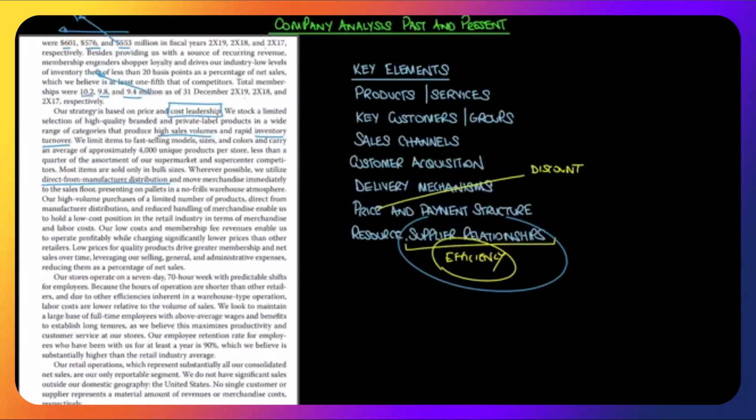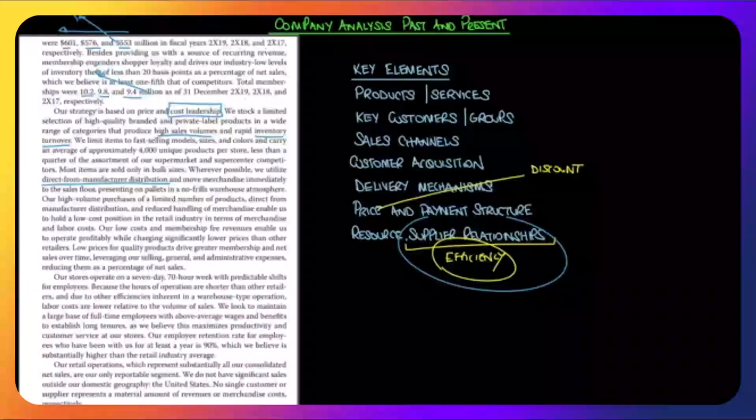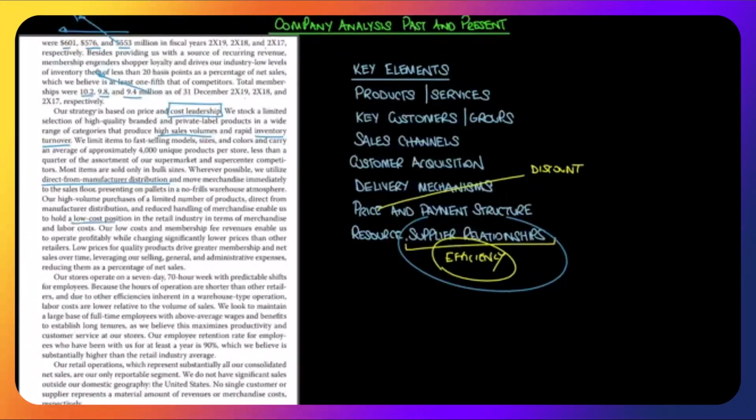Brilliant. Our high-volume purchases of a limited number of products direct from manufacturer distribution, reduced handling of merchandise, enable us to hold a low-cost position. That's their business model. I think we've got it.